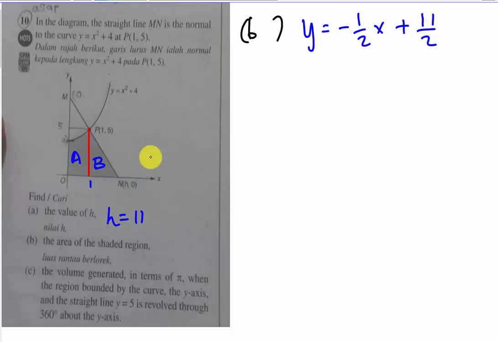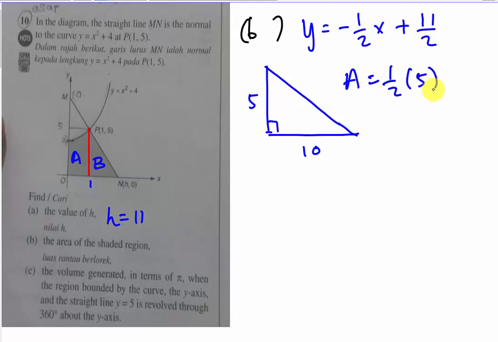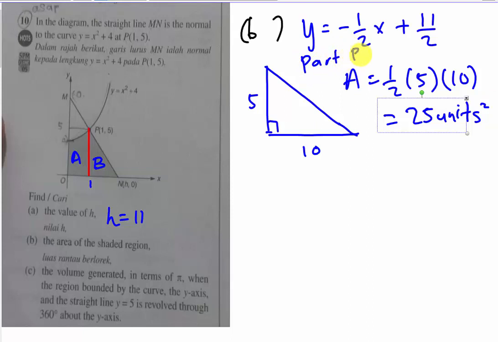Okay, but for part B, you have a second choice. It means you use the formula of the area of a triangle, because you know this is coordinate 1 to 11, isn't it? So you know this is 10 units. And then here is 0 to 5. Here will be 5 units. So of course you can do area equals half multiply 5 multiply 10. Alright, so you will get 25 unit square for part B.